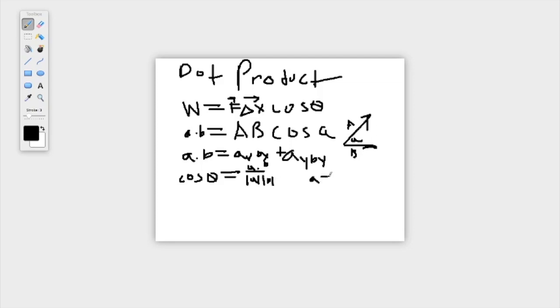Say we have a vector A and we're trying to find its magnitude. You just use the Pythagorean theorem. That's AX squared plus AY squared, and then you take the square root of that. The same can be applied for the magnitude of B. So this is how you find the angle in between with this formula right here.